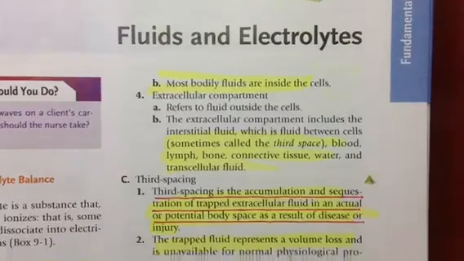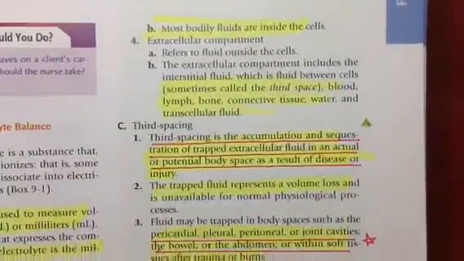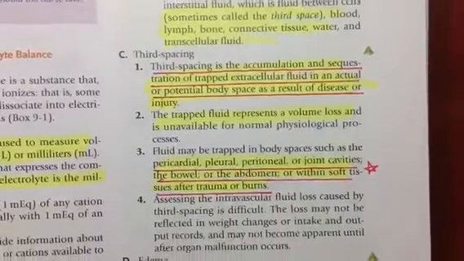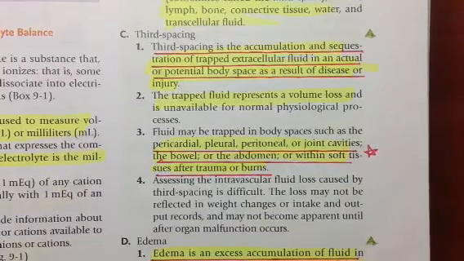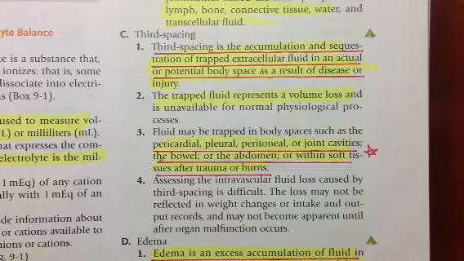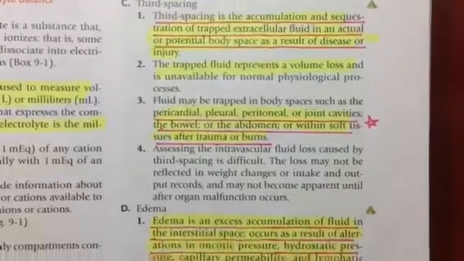Fluids and electrolytes. Third spacing is the accumulation and sequestration of trapped extracellular fluid in an actual or potential body space as a result of disease or injury. The trapped fluid represents a volume loss and is unavailable for normal physiological processes. Fluids may be trapped in body spaces such as the pericardial, pleural, peritoneal, or joint cavities, the bowel or the abdomen, or within soft tissues after trauma or burns.